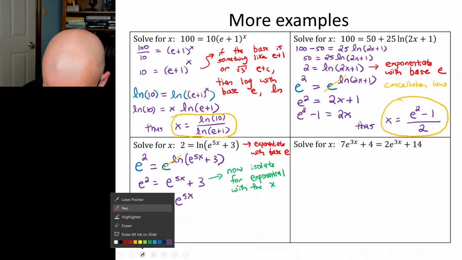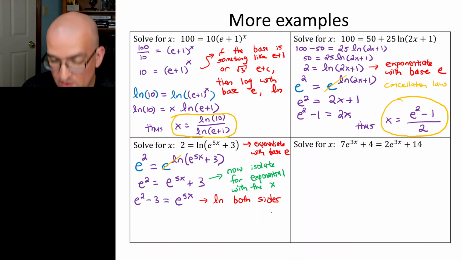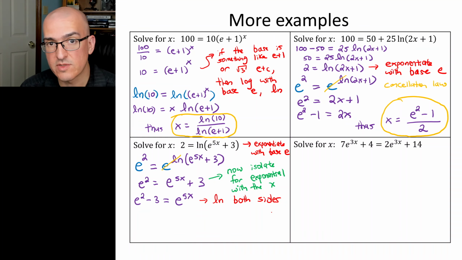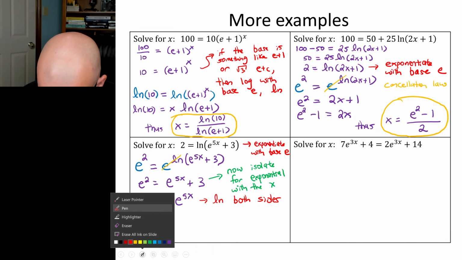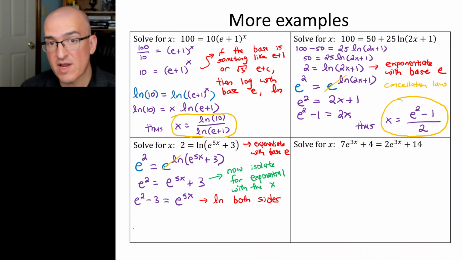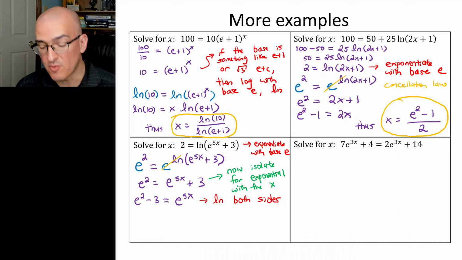Next step is I'm going to ln both sides, because I want to use the cancellation law. I'm using the same base of the log as the base of the exponential. So yeah, I had to exponentiate and I have to log in the same question, and that can happen. Notice that the original function has a ln and an exponential in it, so it should be expected that I'll have to do both things.